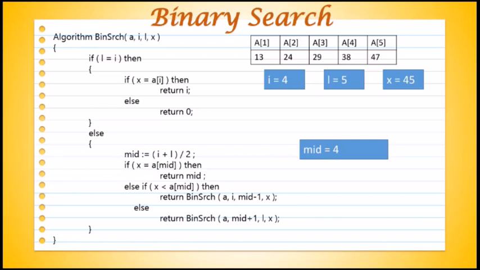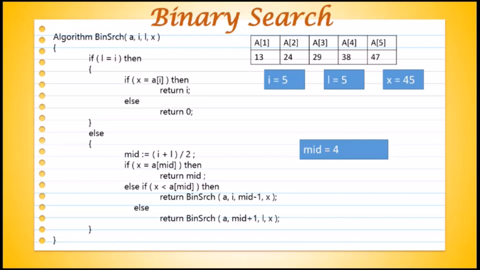So here in the else part, again we are recursively calling the bin search function, but here we are changing the value of I. So again we are incrementing the value of I by mid plus 1. So the new value of I will be mid plus 1, that is 4 plus 1. So I will be now 5. So now I is also 5 and L is also 5.